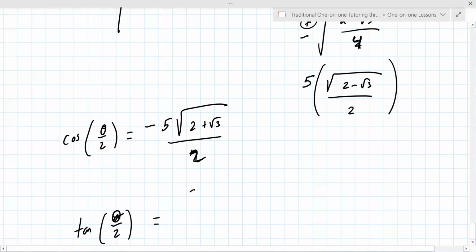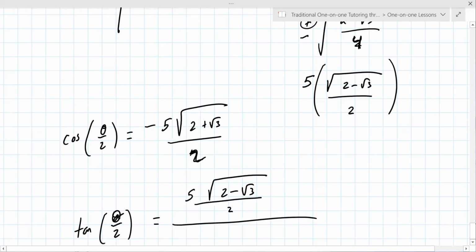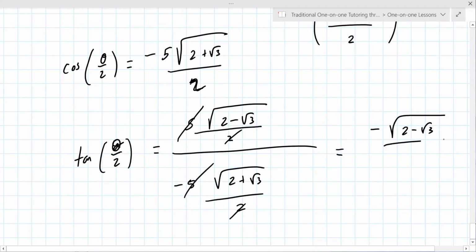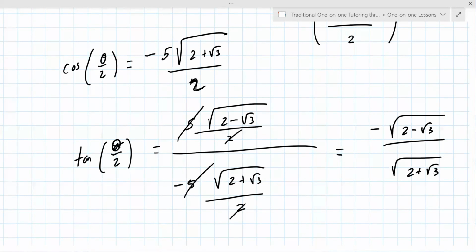which is 5 times root 2 minus square root of 3 over 2, all over minus 5 times square root 2 plus square root of 3 over 2. So notice the 5s cancel, the 2s cancel, and you do have a negative. You cannot really reduce this. It just looks bad. And it's the same for both of you because that number out in front just cancels out. You could use the formula, 1 minus cosine theta over 1 plus cosine theta inside the square root, but you will get the same thing.